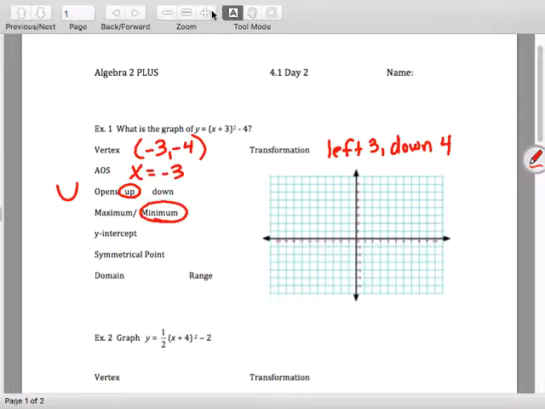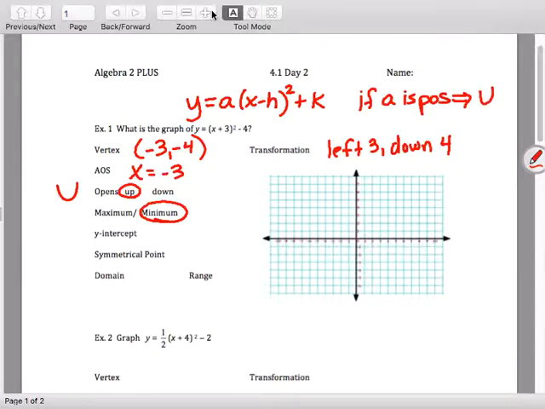How do you know whether it opens up or down? Negative or positive? Well, what's in the A value? So, Jesse, here's the answer to your question. If this is the general form for vertex form, if A is positive, then it's going to open up. If A is negative, it's going to open down. And the A value, do you see there's no number in front? It's implied to be a 1. So that's positive.